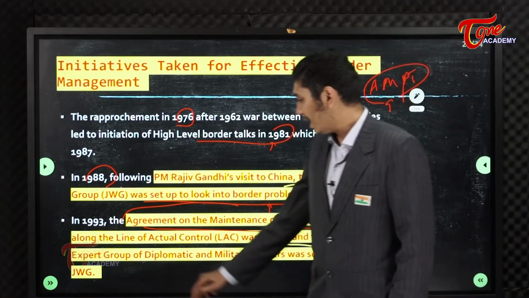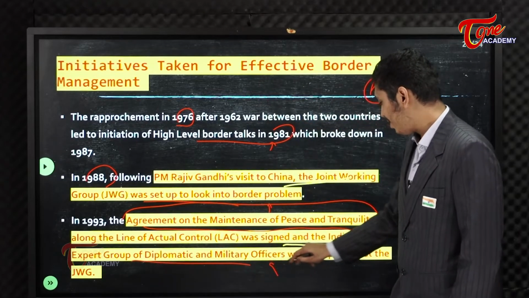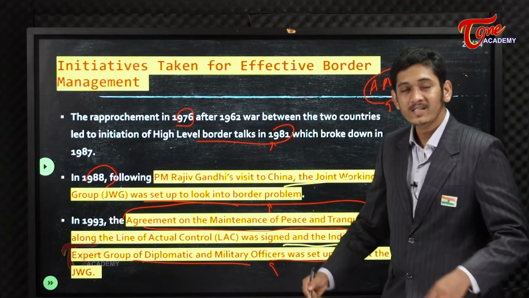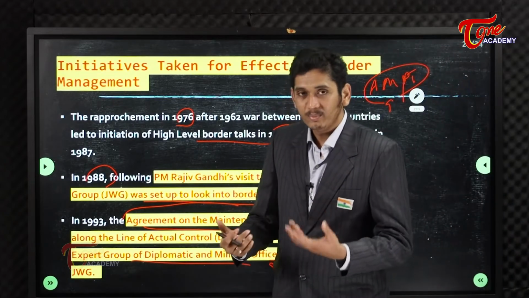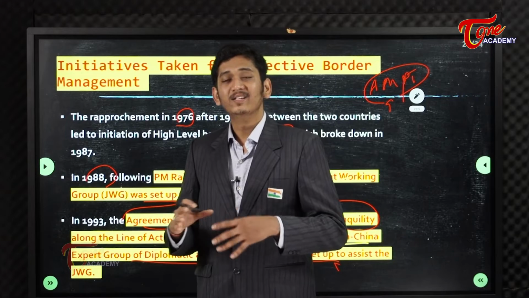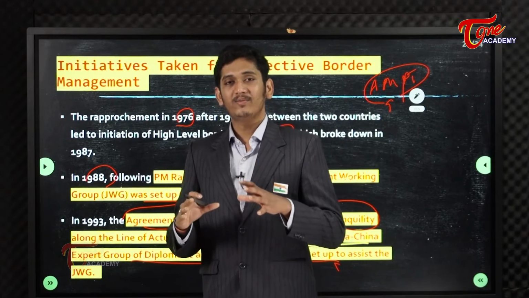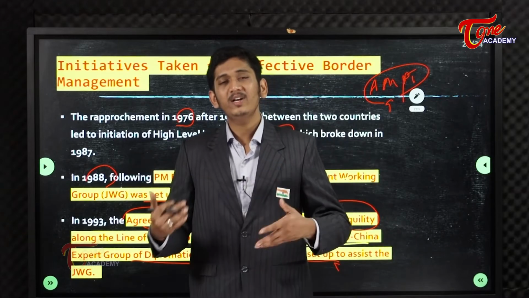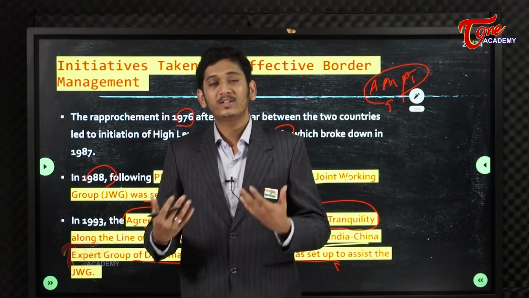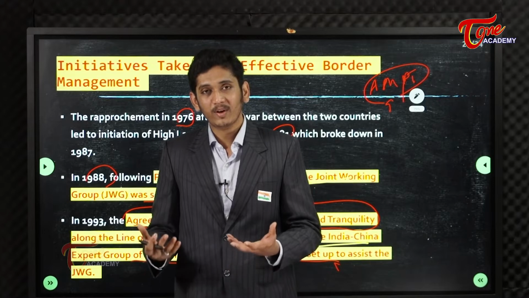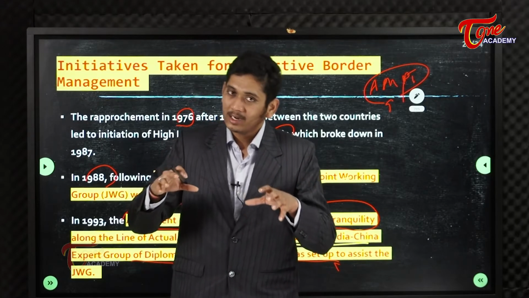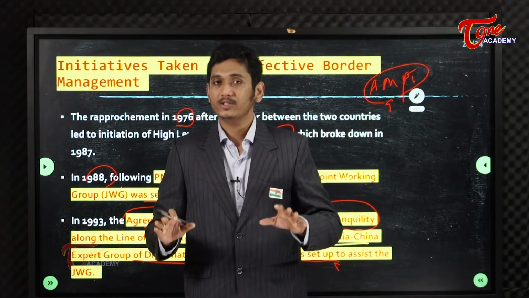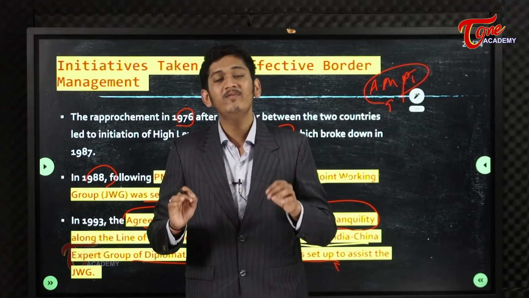An Indo-China expert group of diplomatic and military officers was set up to assist the joint working groups. That is, both the army personnel and diplomats sit at a table and resolve the issue, any standoff which happens. In the case of Galwan Valley clashes, my friends, there were continuous rounds of talks, around 10 rounds, where diplomats and army personnel sat at the table and discussed, no, we have to solve this issue now and there should be a win-win situation.